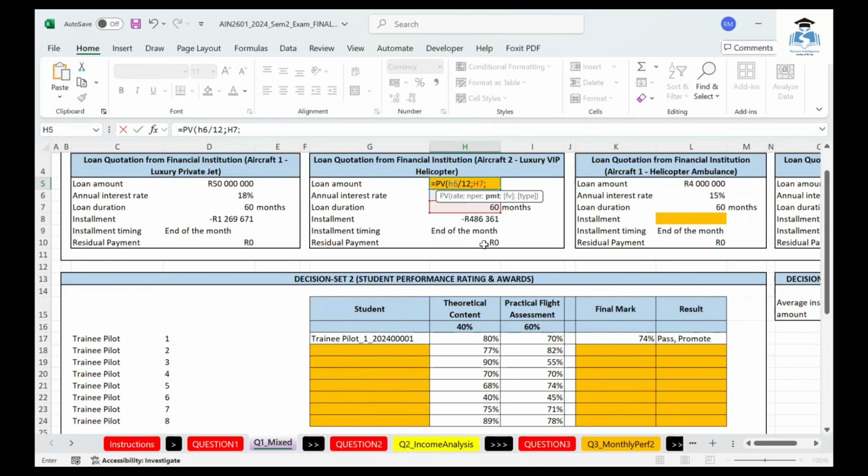Yes, H8, the installment. And it's at the end of the month, so future value is 0. FV is 0. Then type is also 0. Then enter. The type is 0, meaning the end of the month.